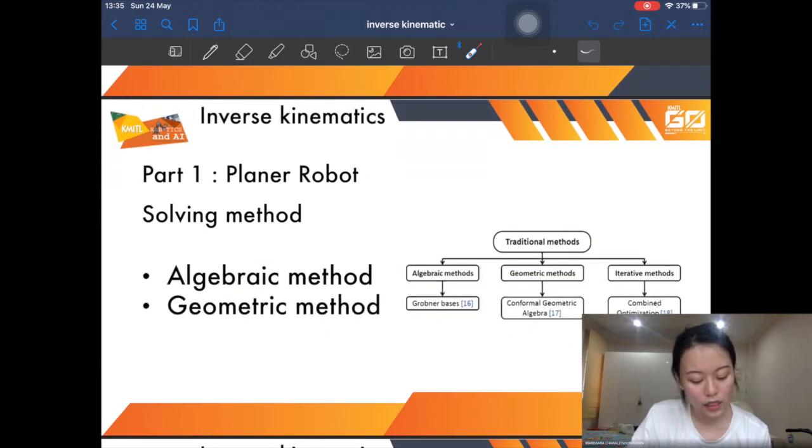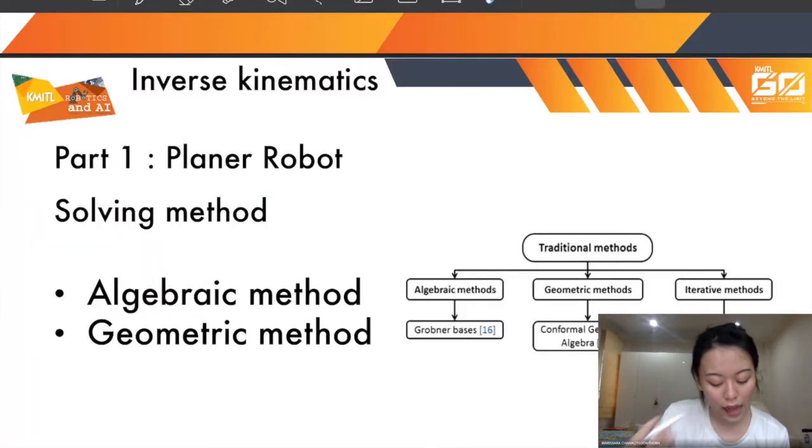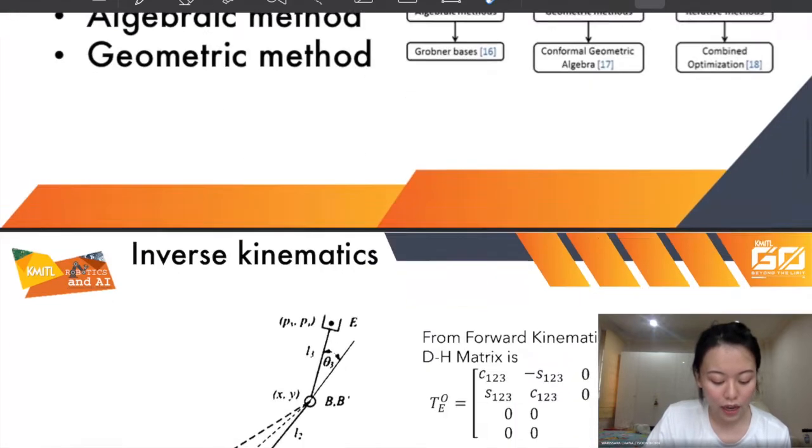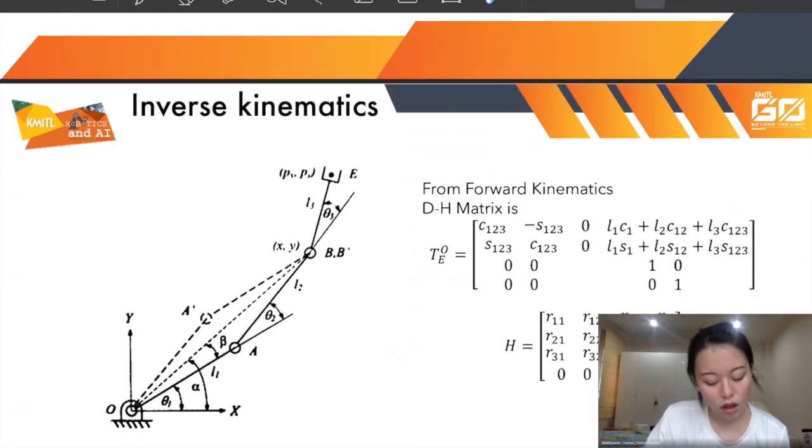So first, let's start with the planar robot. There are many methods for solving it. For the traditional methods we have 3: algebraic, geometric, and iterative. There is also a combination with optimization for solving. But in this course, I learned only 2 methods, the algebraic and geometric methods, which are helpful for solving inverse kinematics. So let's talk about the first, the algebraic method.